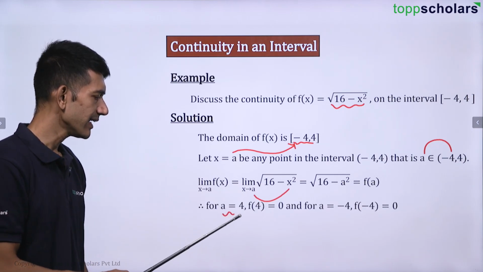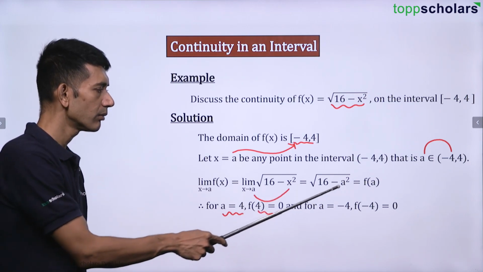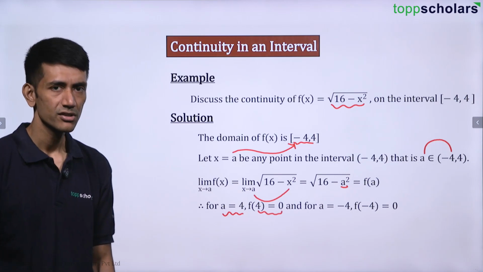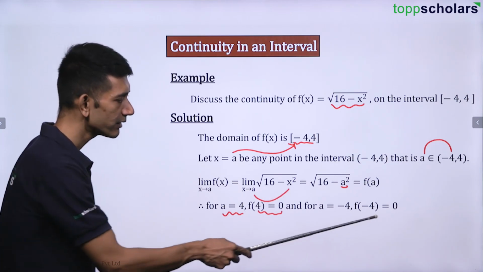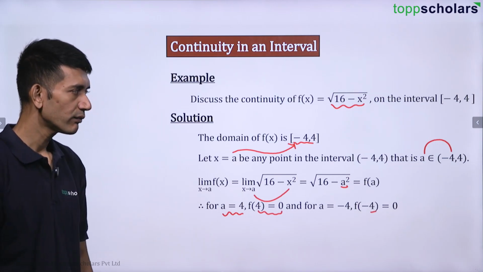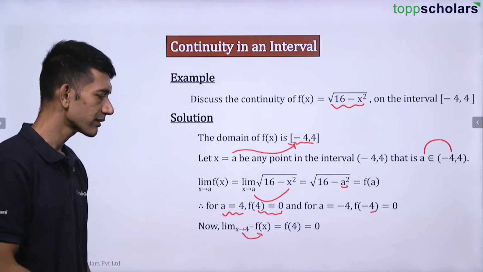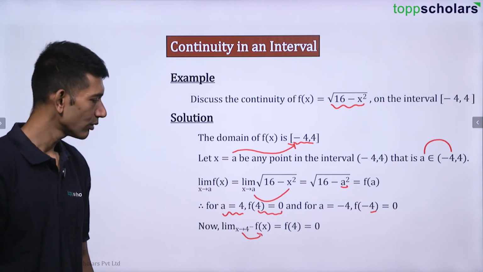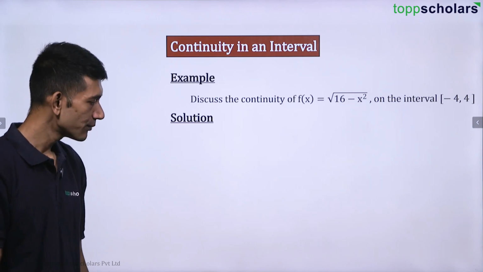Now if I say a as 4, what will be f(4)? f(4) is going to be 0 because this is 4 square 16, 16 minus 16 is 0. What will be f(minus 4)? f(minus 4) is also going to be 0. So f(4), f(minus 4), both of them are same. Limit x tends to 4 minus f(x), that will also be 0. Limit x tends to 4 plus f(x), that is also going to be 0.